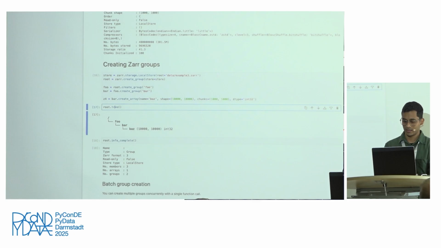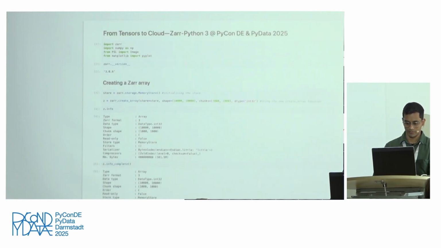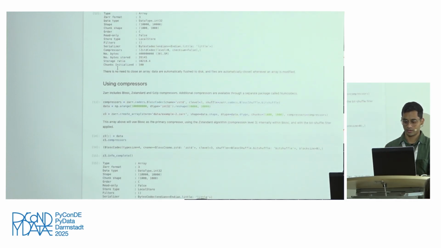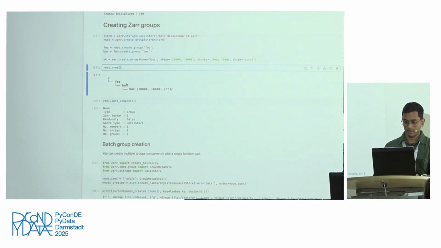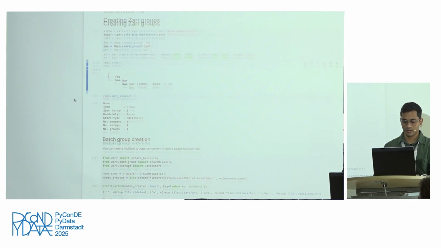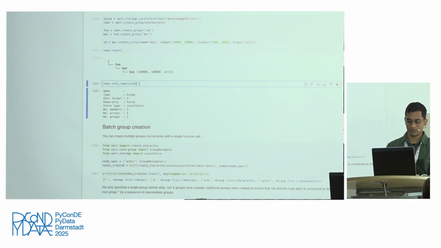The tree functionality is not part of Zarr-Python, so you would need to have the rich dependency installed in order to have this diagram. And as always, info and info complete work just the same, and they lay out the information about the members, the arrays, and groups.